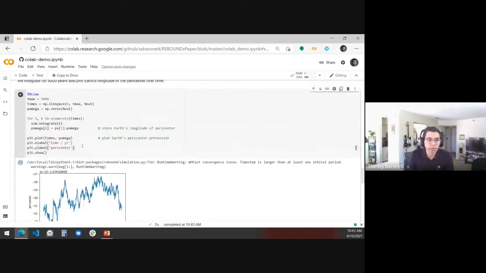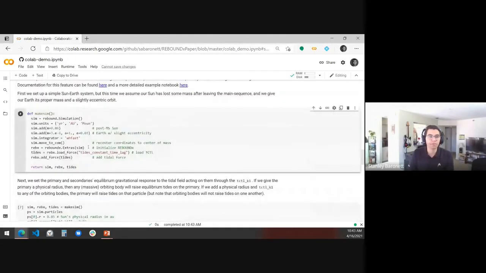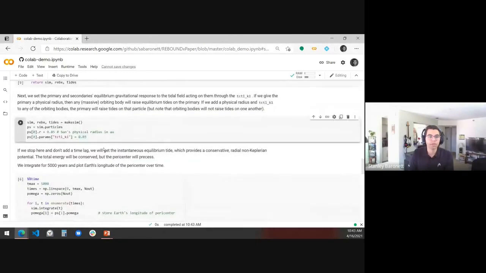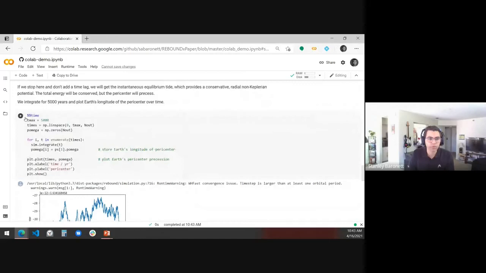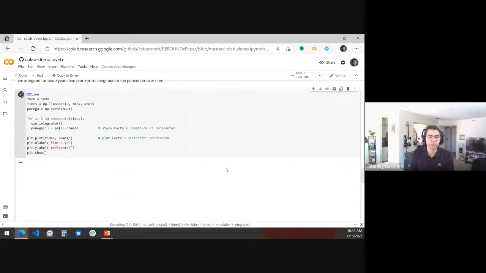Oop, that's not what I was expecting. Give me 1 second here. Let me rerun this. I might need to rerun the first one here. Let's rerun that cell. I'm going to rerun this cell again as well, and then I'm going to rerun this cell, and hopefully it shows me what I'm expecting.